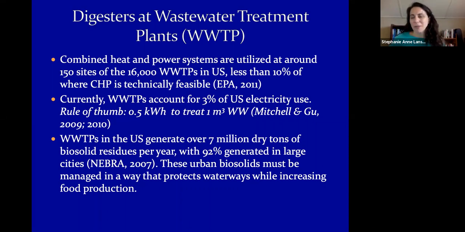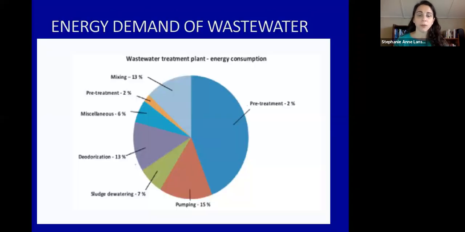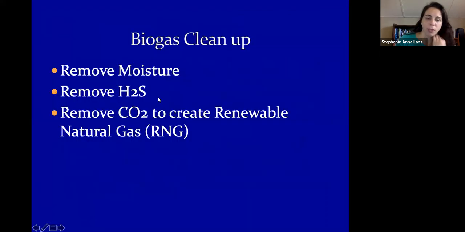And the rule of thumb is it takes about 0.5 kilowatt hours to treat 1 cubic meter of wastewater. Wastewater plants in the US also generate about 7 million tons of biosolids per year. Most of this is generated in large cities, and they must be managed in a way that protects waterways and also increases food production. If we think about wastewater treatment plant energy consumption, a lot of it is with pretreatment. We have pumping, deodorization, mixing. This is where we use a lot of the energy.